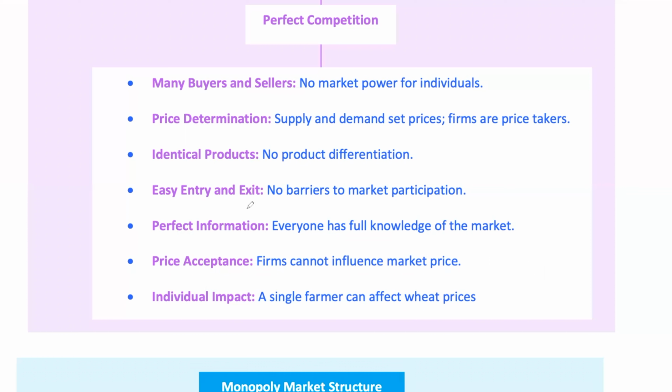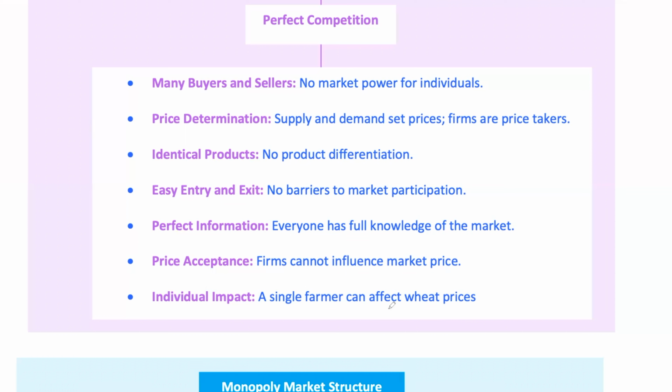Imagine a wheat farmer in a perfectly competitive market. The farmer produces wheat and sells it at the market price. If the price of wheat rises, more farmers will enter the market, increasing supply and driving the price back down. Conversely, if the price falls, some farmers will exit the market, reducing supply and driving the price back up.